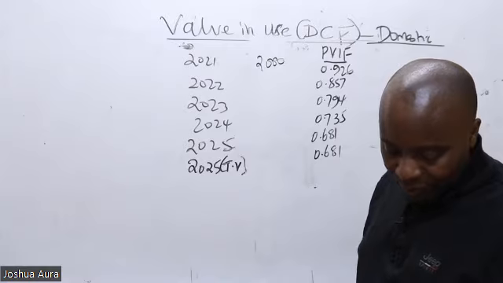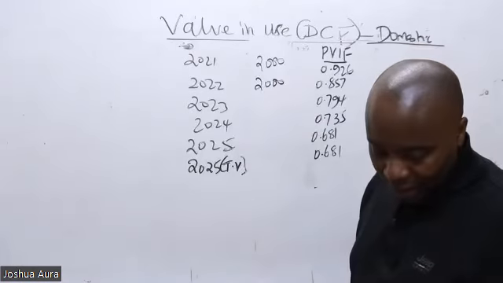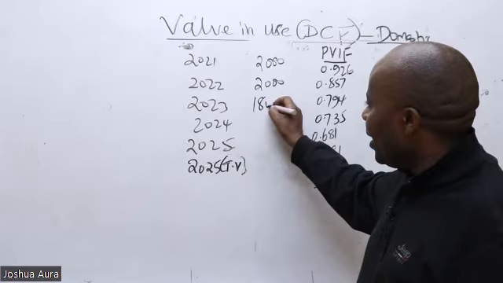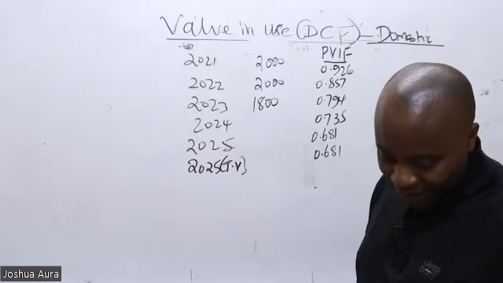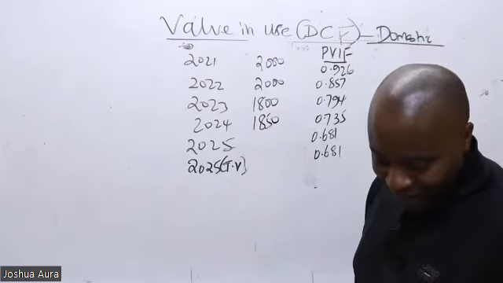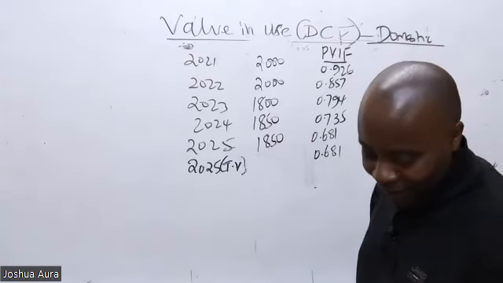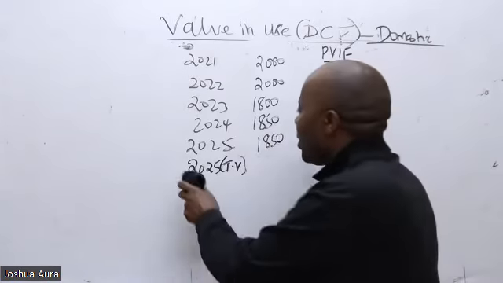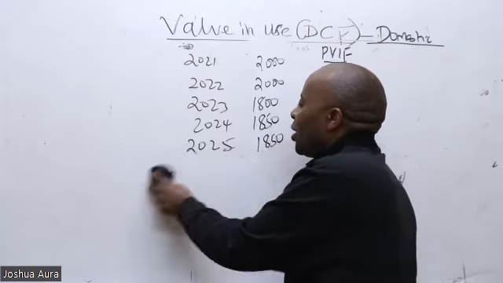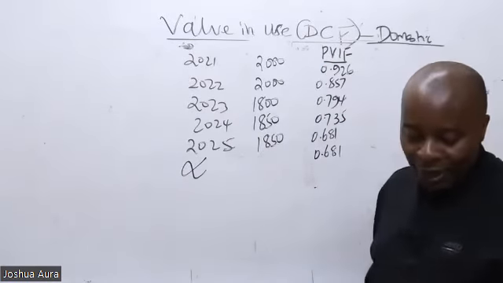2,000, we have here 2,000 again, the operating cash flows. We have 1,800, then 1,850, and 1,850 here. But this one, I like this person because he gave us the perpetual cash flow.